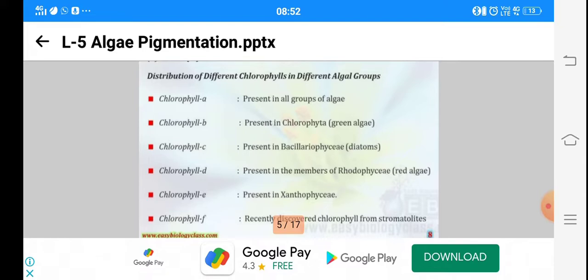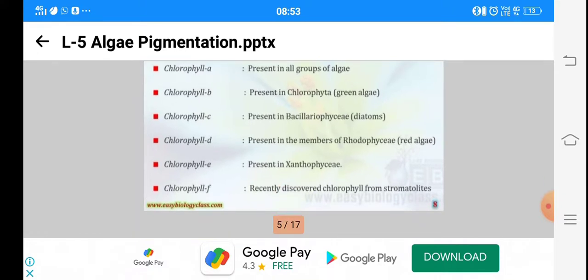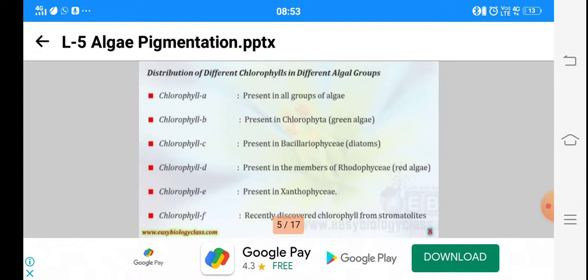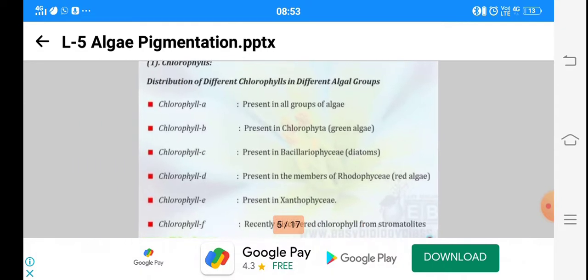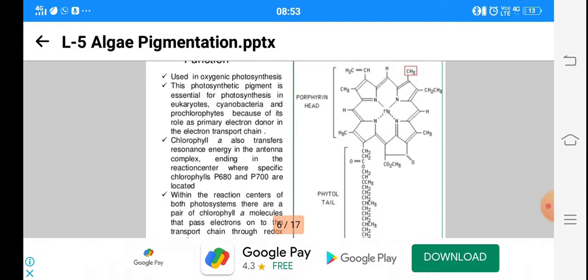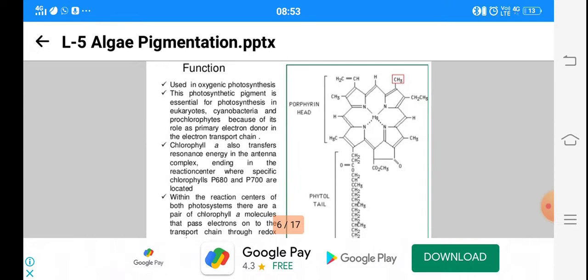The distribution of chlorophyll in algal groups: chlorophyll a is commonly present in all algae. Chlorophyll b is present in Chlorophyta, the green algae. Chlorophyll c is present in Bacillariophyta, that is diatoms. Chlorophyll d is present in Rhodophyceae, the red algae. Chlorophyll e is present in Xanthophyceae, and chlorophyll f was discovered from stromatolites. This is the general structure of chlorophyll, and there are their functions.